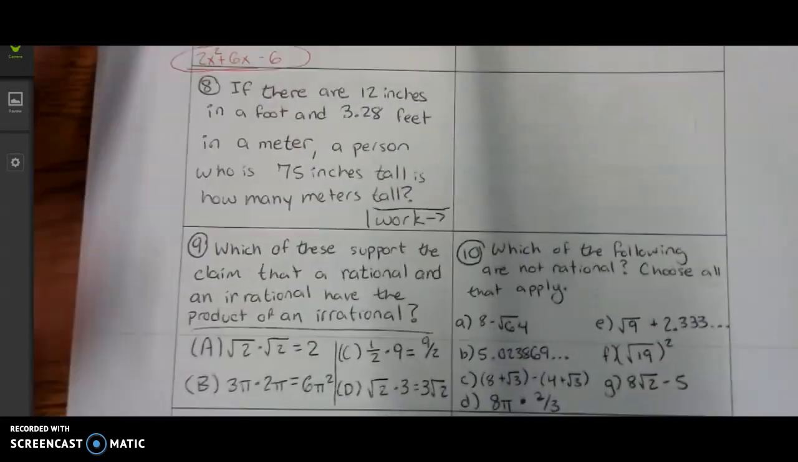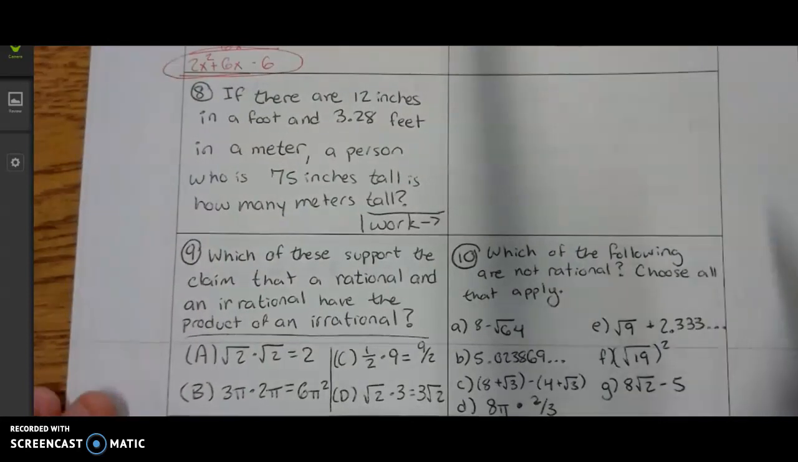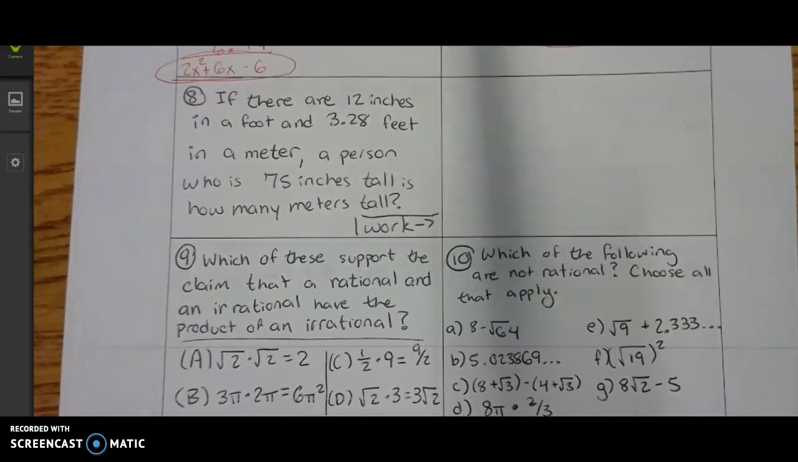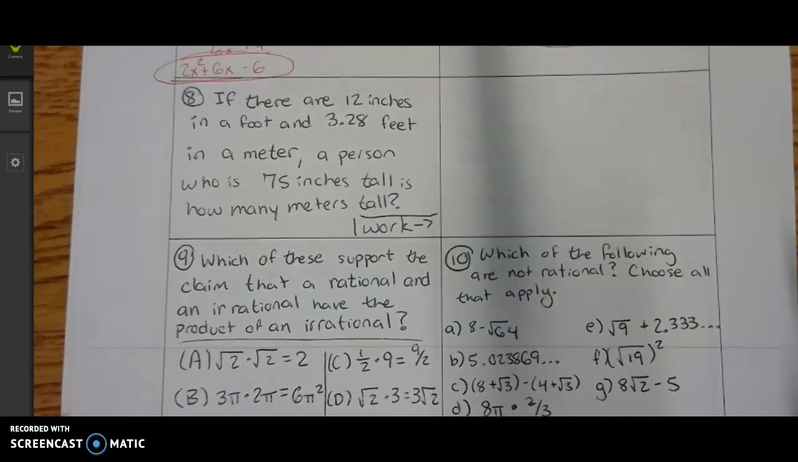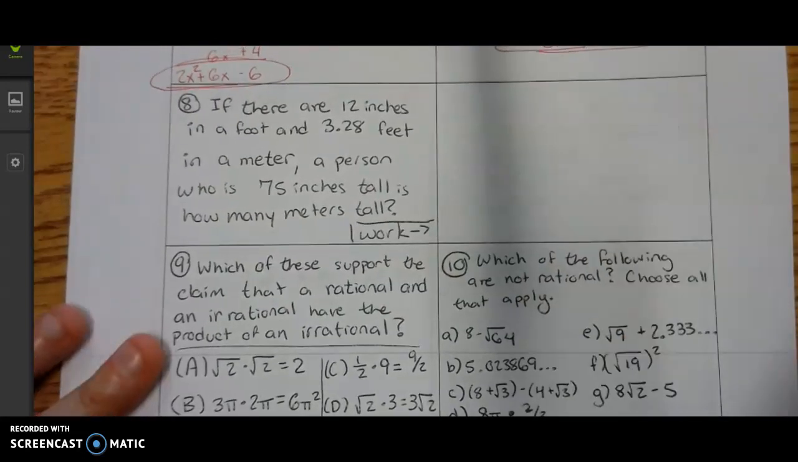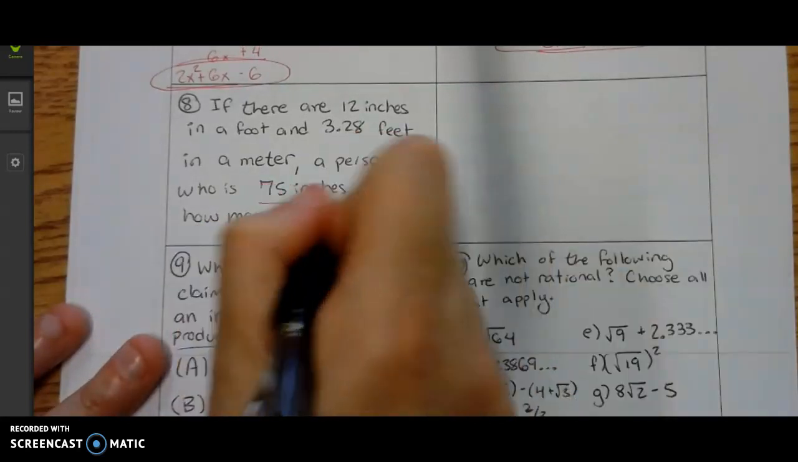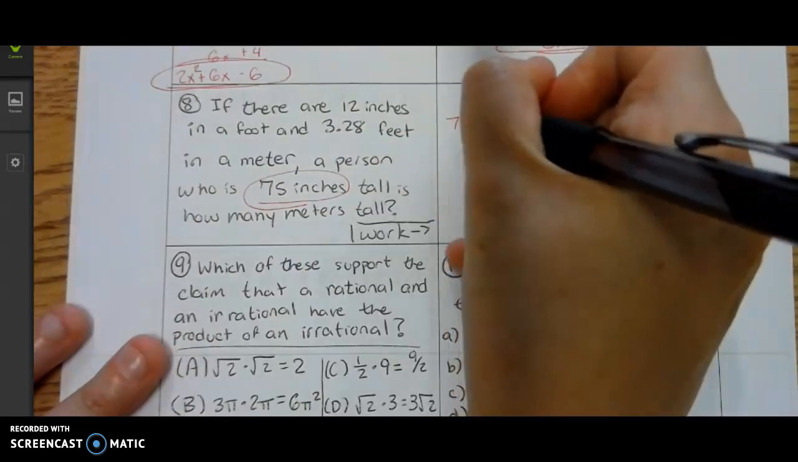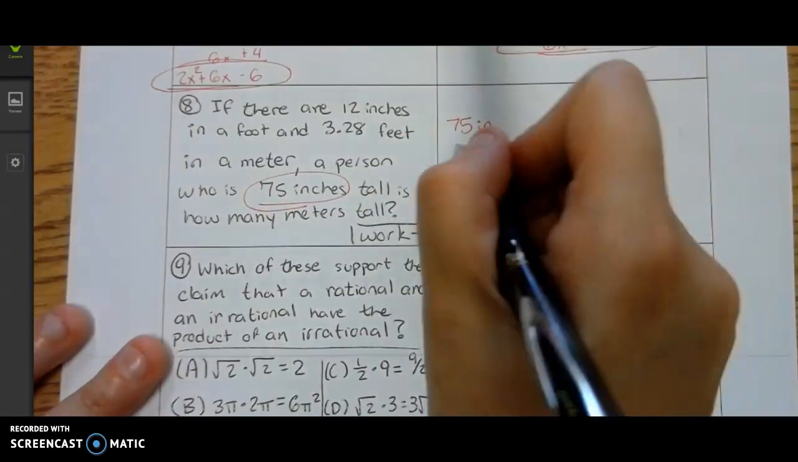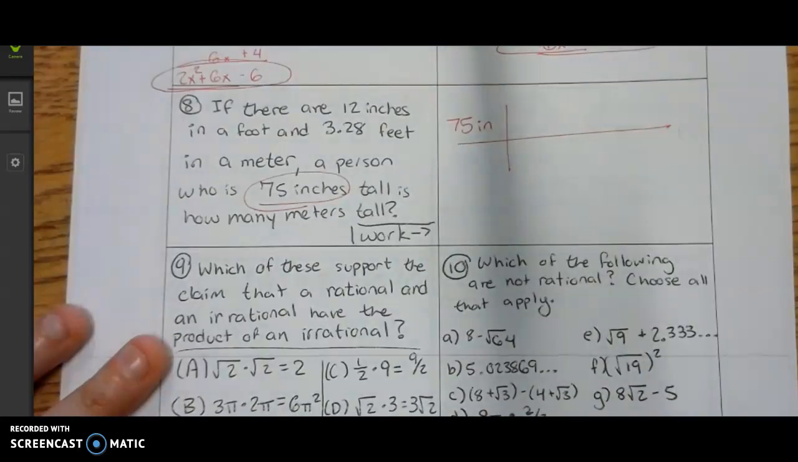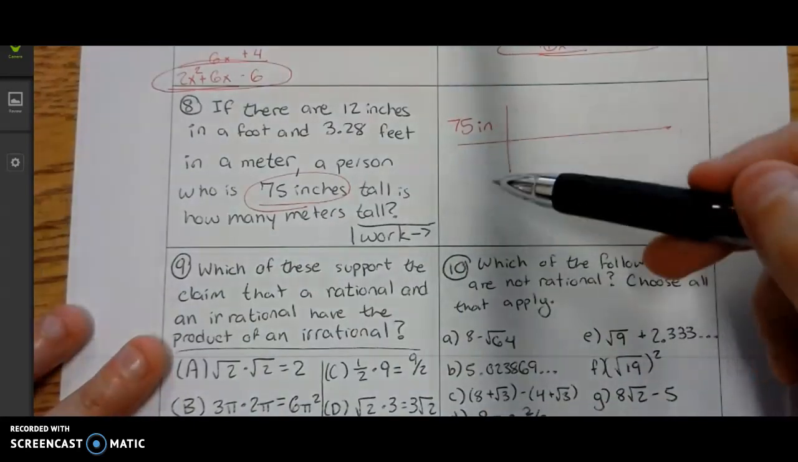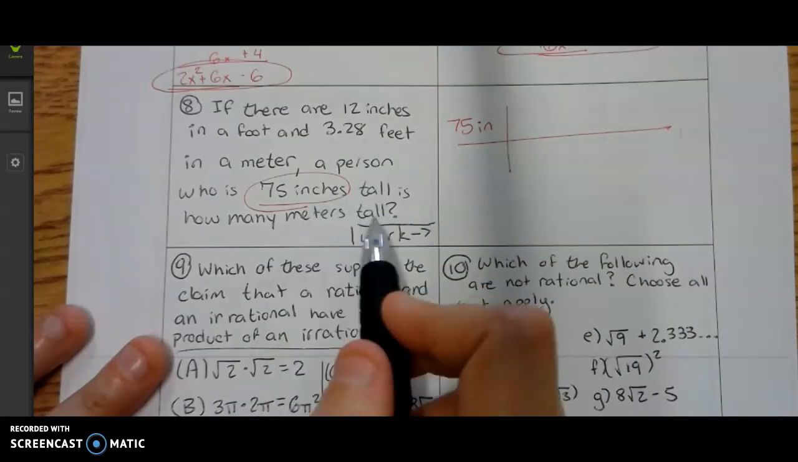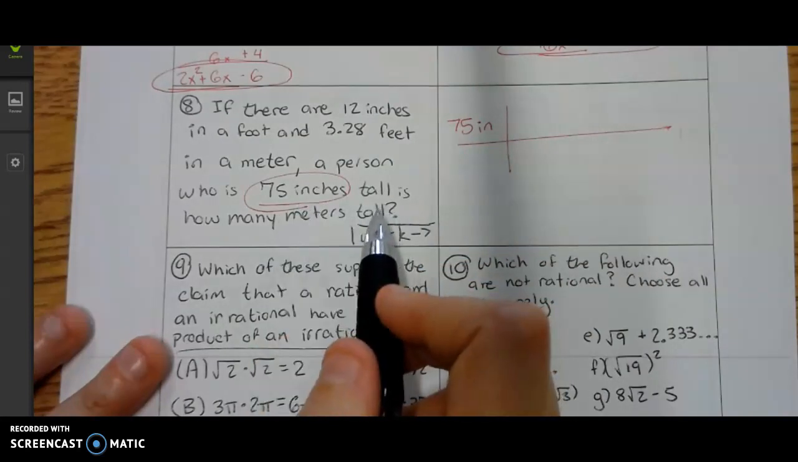Number 8 is one of our nice word problems. If there are 12 inches in a foot and 3.28 feet in a meter, a person who's 75 inches tall is how many meters tall? So we're going to start with what we know about the person. What I'm starting with is 75 inches. I always make my picket fence or my chart. Remember, if I had the word per, I would put something in the bottom, but there's no word per here. It just says there's 75 inches.